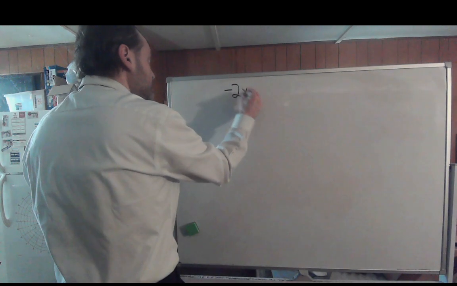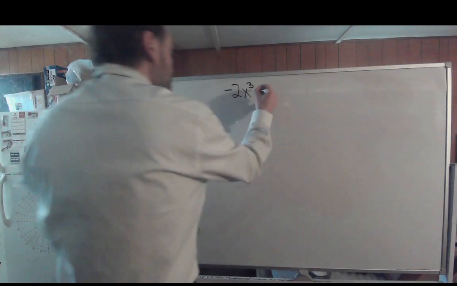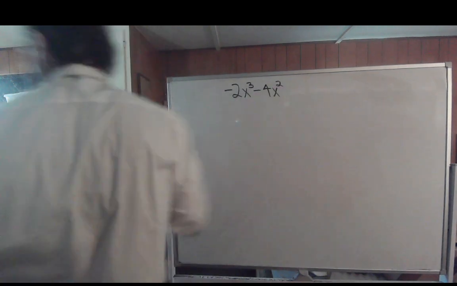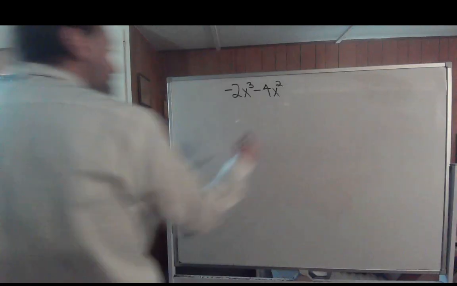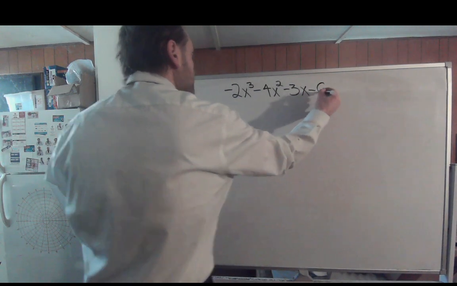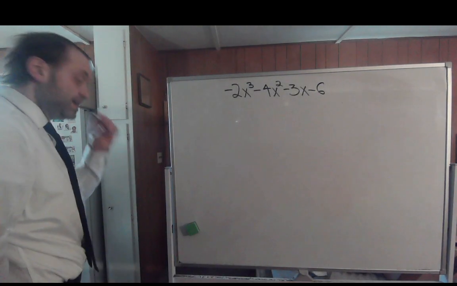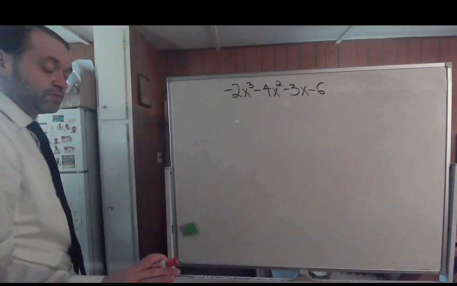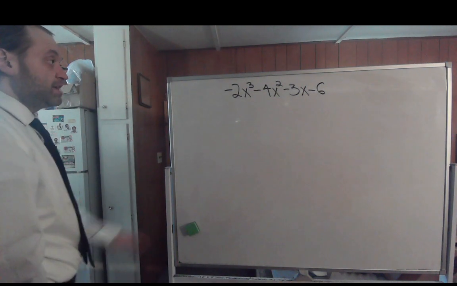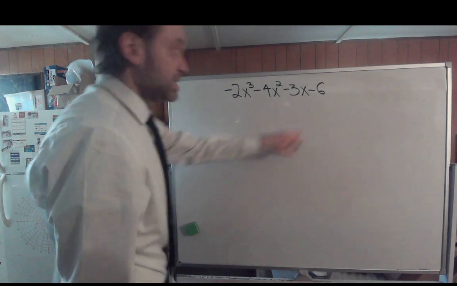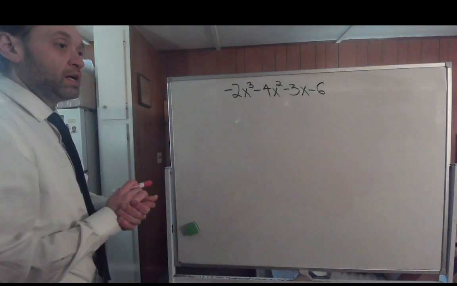Negative 2x to the third minus 4x squared minus 3x minus 6. So we have everything negative here. Everything is negative. So we have negative 2x to the third minus 4x squared minus 3x minus 6, okay?